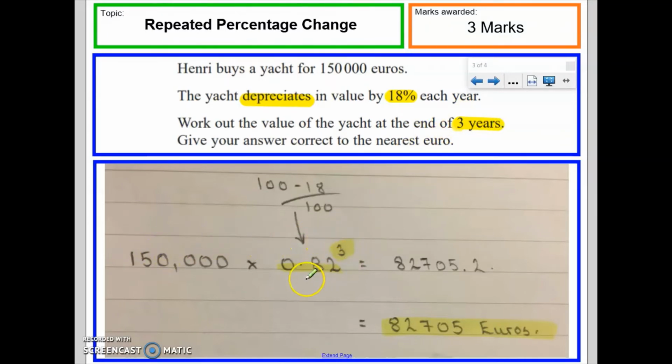This gets plugged into my calculator and it gives me a value of 82,705.2. But the question does ask me to give my answer to the nearest euro. So this would be my nearest euro, and the 2 is telling me not to round up. So 82,705 euros would be the value of the yacht after 3 years. Very well done if you could remember the way of presenting a repeated percentage change question and you were able to pick up all 3 marks.